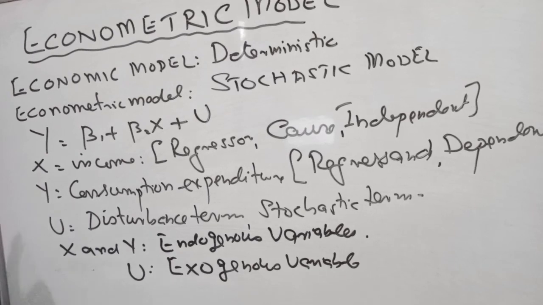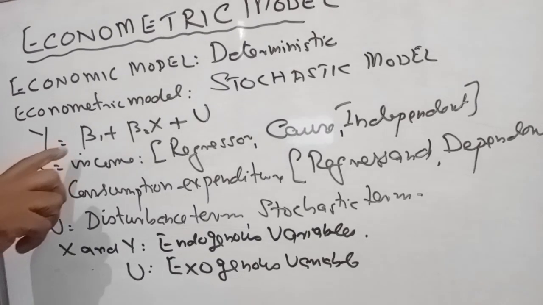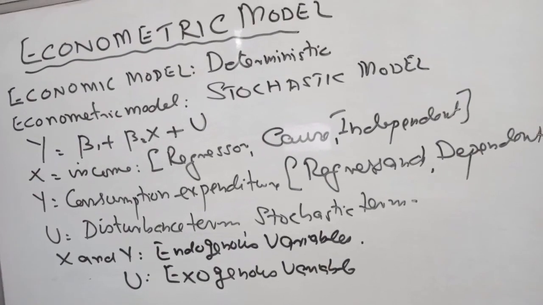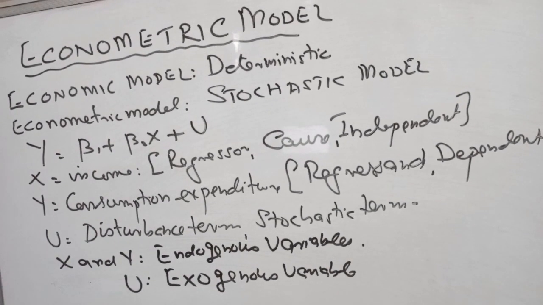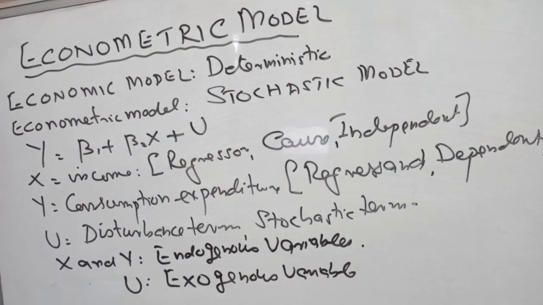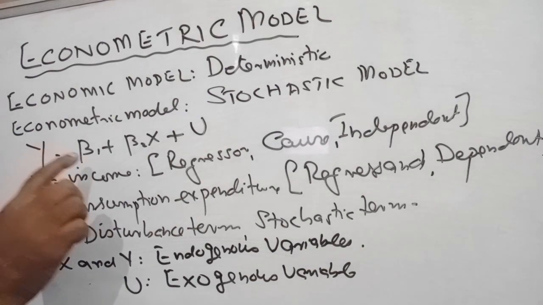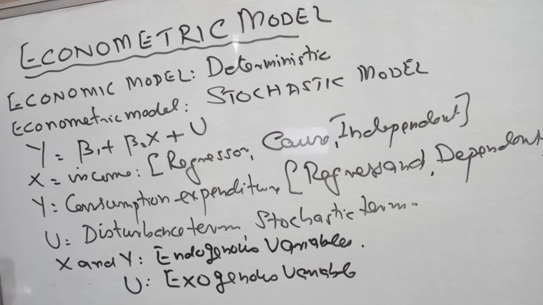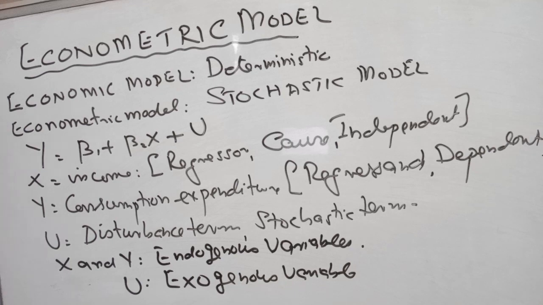Here an econometric model is specified as Y is equal to beta 1 plus beta 2 x plus U. And it is known as a stochastic model, whereas the economic model is deterministic. The factors are specified, known in advance. Here U is not constant, not fixed. It depends on several other factors. So it is called probabilistic, or in economics it is known as a stochastic model. So what is the difference between economic model and econometric model? Economic model is deterministic. Econometric model is stochastic or probabilistic.